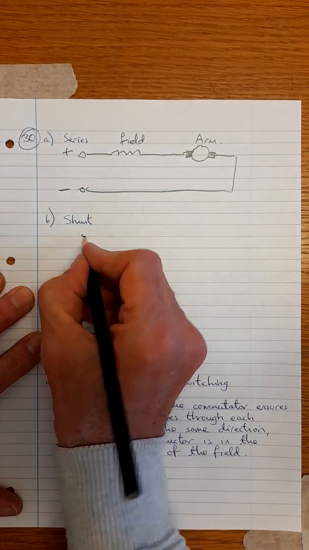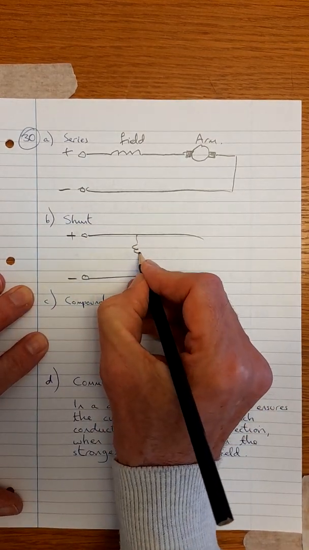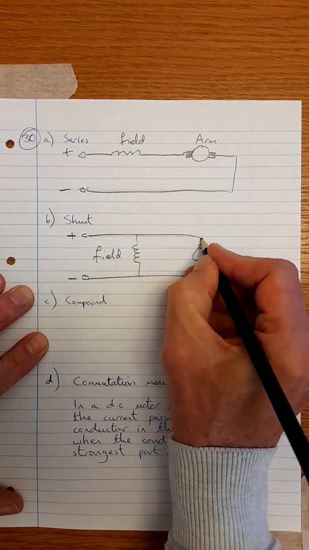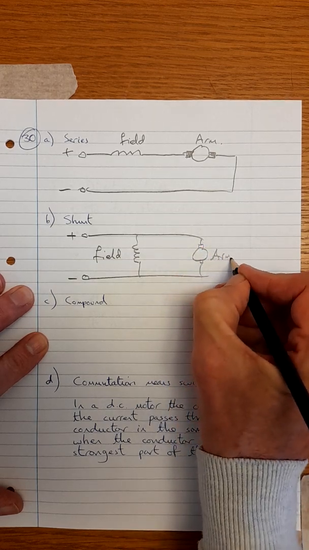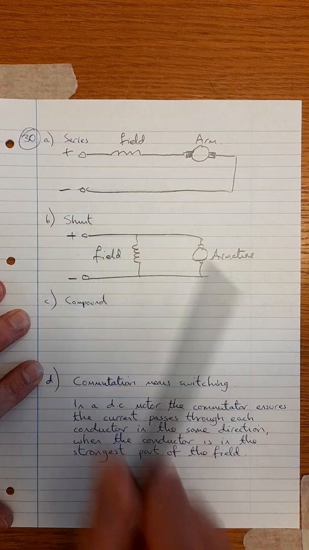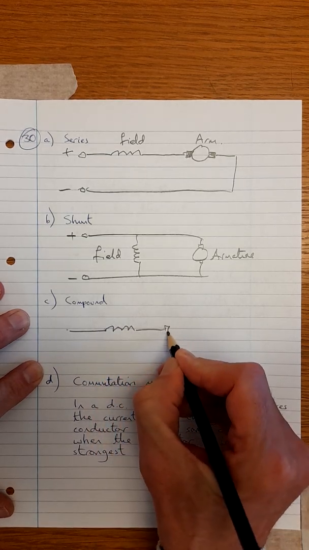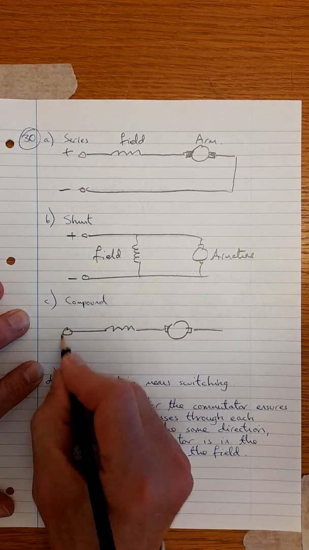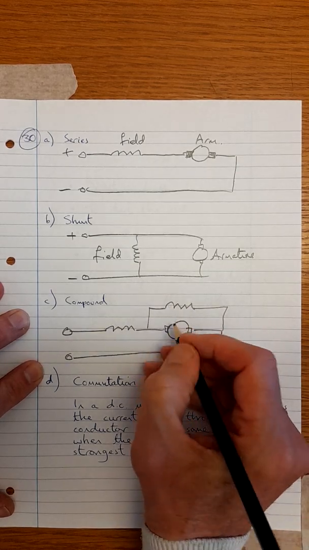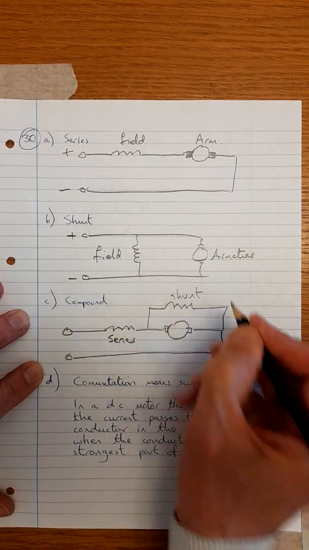Shunt. Shunt means in parallel with. DC supply, and here is the field, and here is the armature. And a compound motor. A compound is a mixture of both series and shunt. There are a couple that you could do. I'll just go for the short shunt. So a compound motor, there would be two fields. This is the series one, and this is the shunt field, and this is the armature.